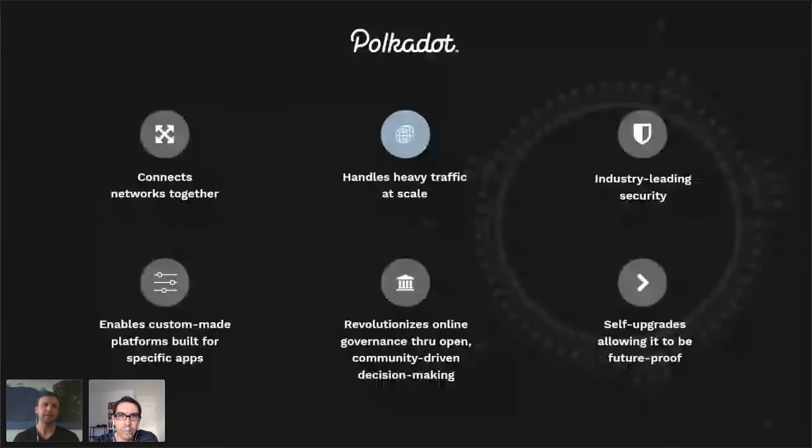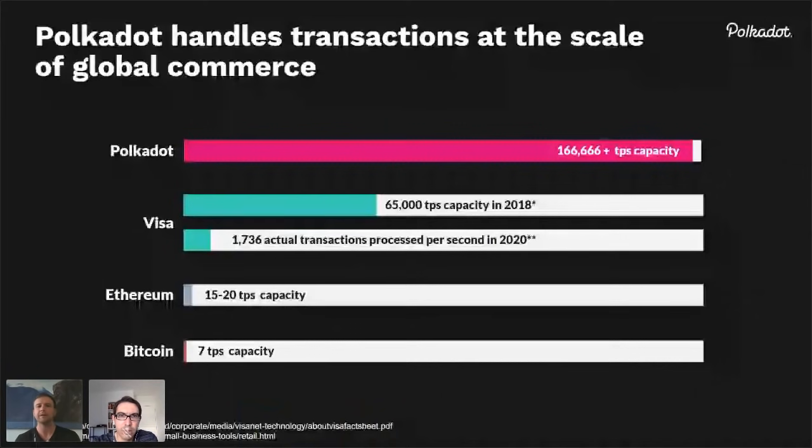Now getting into scale. Polkadot handles transactions at the scale of mass global commerce. Bill walked through the example of Bitcoin, starting from the bottom, which has a maximum capacity of 7 transactions per second. Ethereum has a max of around 15 to 20 transactions per second. And Visa's actual transactions per second, so what they actually see on a day-to-day basis, is around 1,700 transactions. But Visa can, if they needed to, process up to 65,000 transactions per second, according to their website.